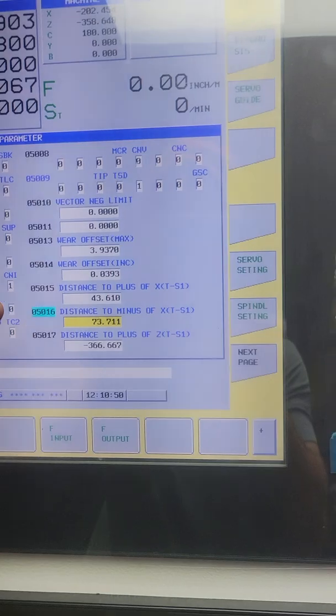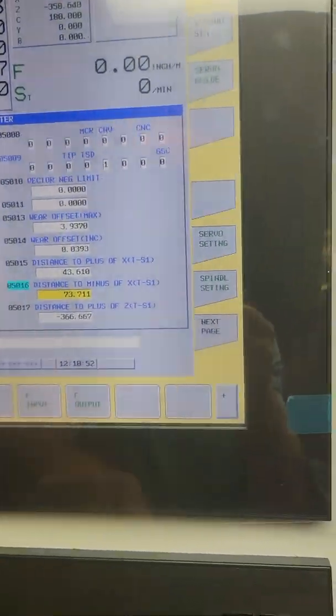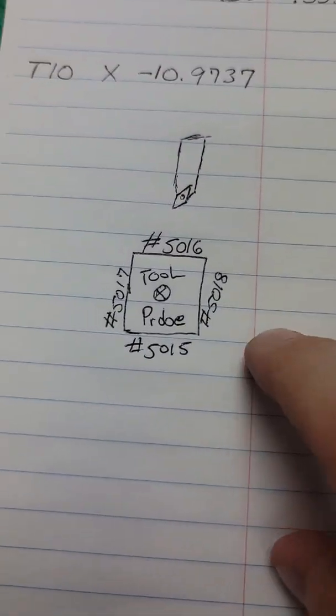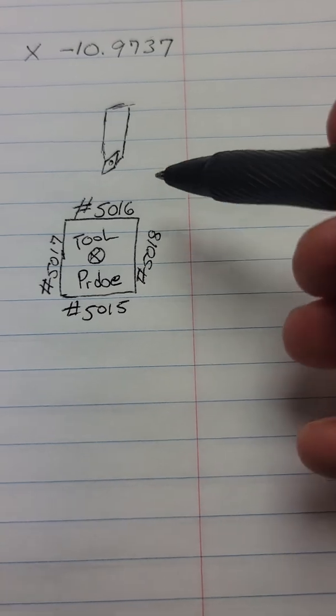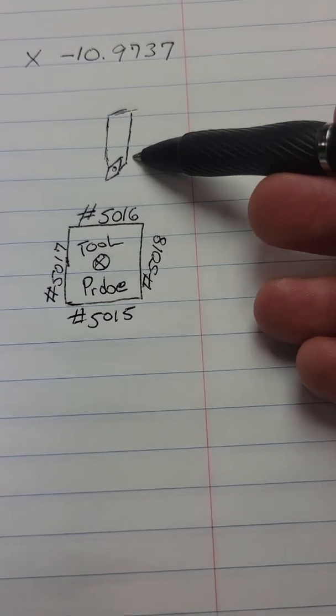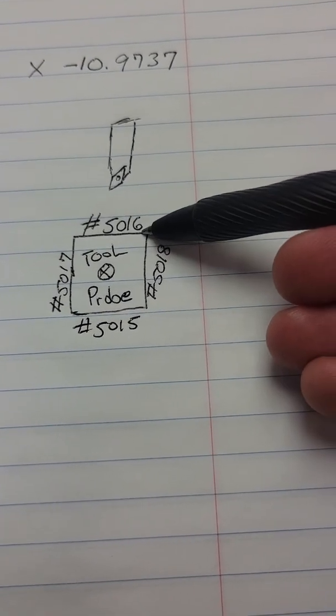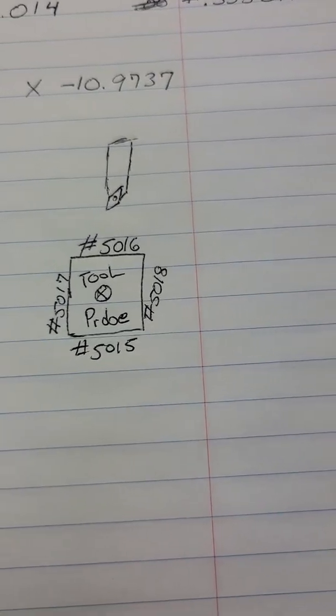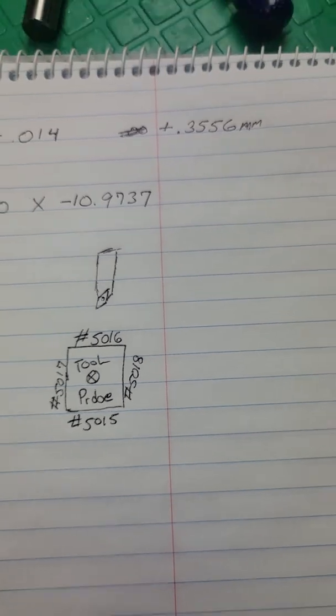So again, 5015 to 5018 control the sides of the probe when you're touching off. Right, so if you need to tweak one of those, you can tweak 5016 if it's a tool that you're touching the top side, 5015 for the bottom, and then Z for the negative and positive side of that.